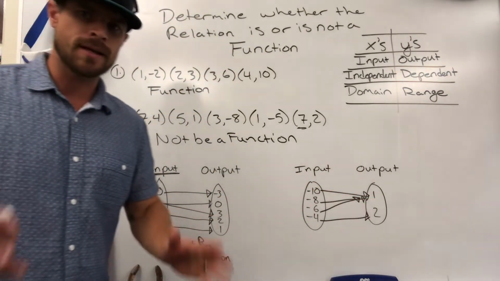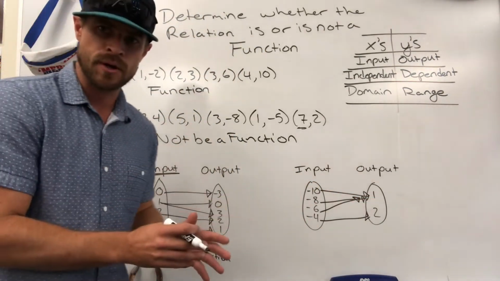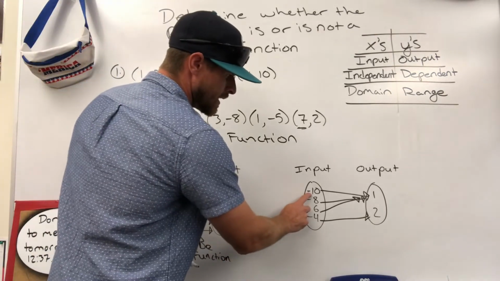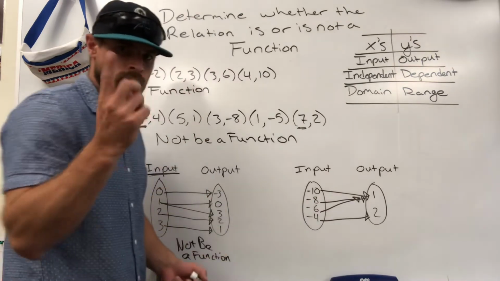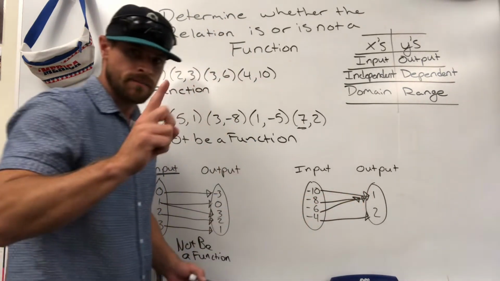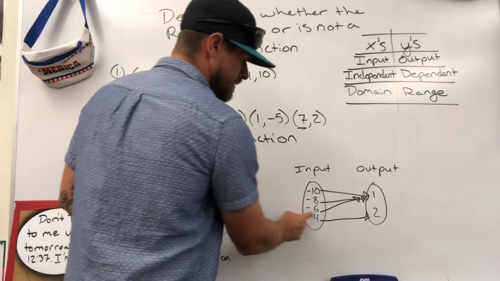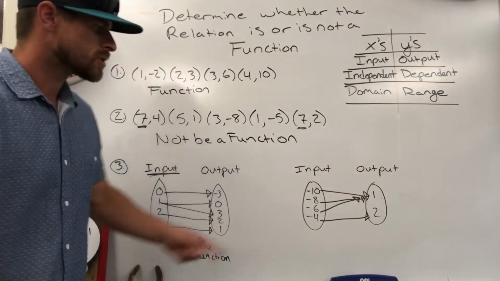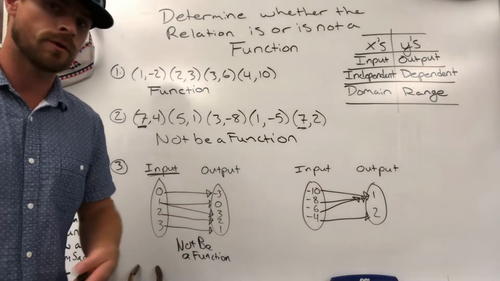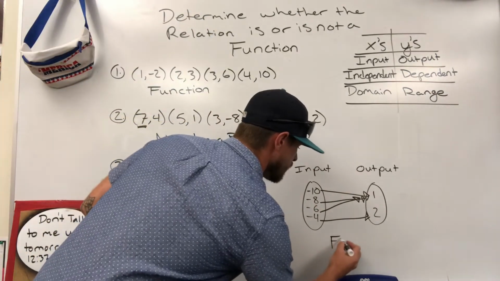But keep in mind, the definition of a function is every input can only produce one output. The input of -10 is only producing a 1. That's its one and only output. -8 is only producing a 1. That's its one and only output. -6, again, same thing. So each one of the inputs only has one arrow going off of it. Therefore, this would be a function.